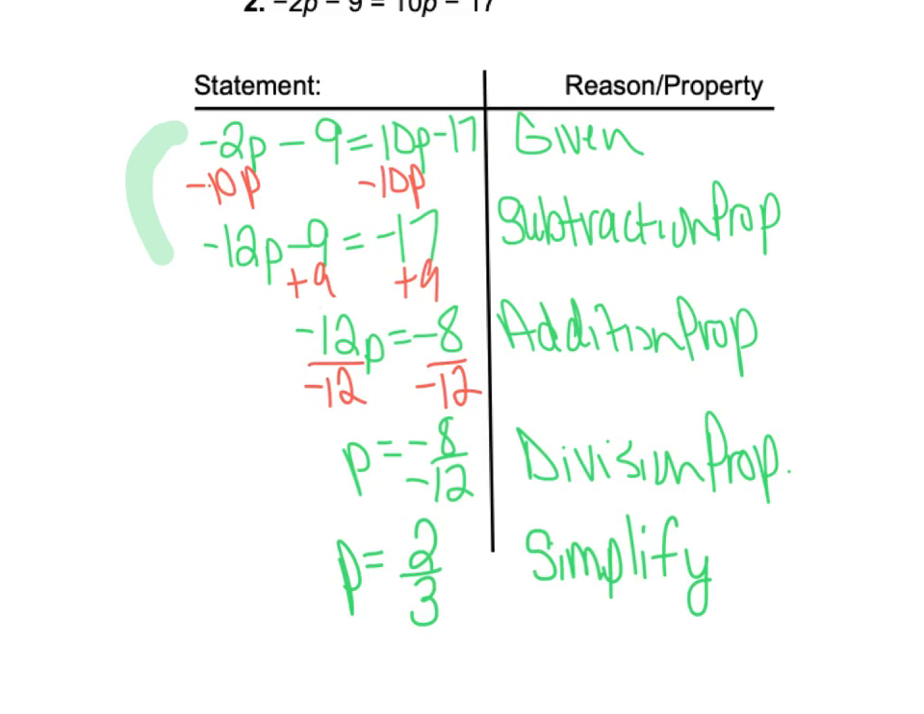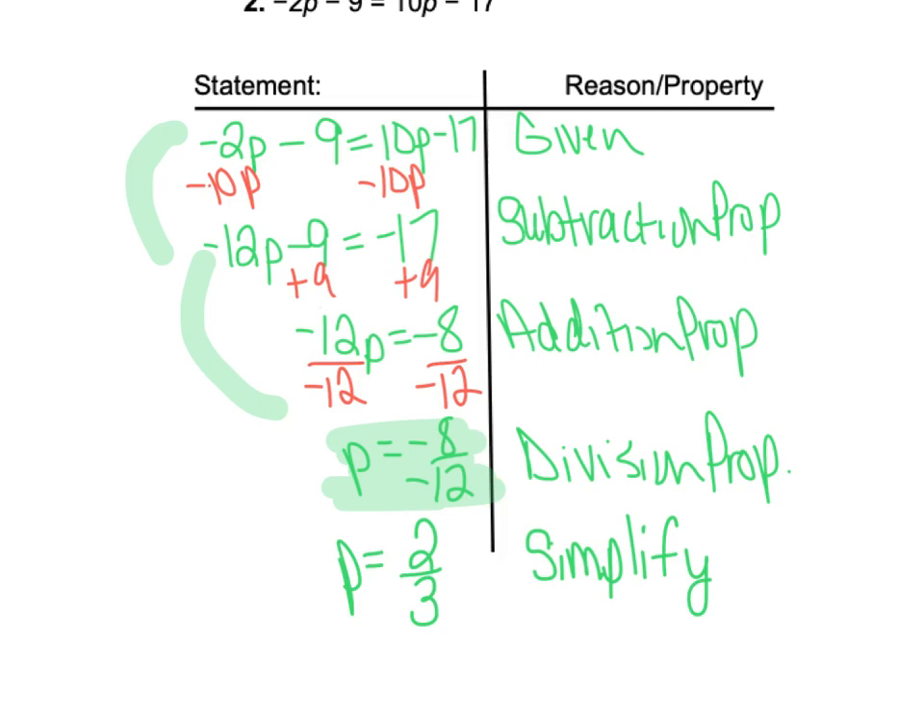So as I went through, I subtracted 10p from both sides, and then I added my 9 over to both sides, and at this point, with my division property, I got p equals -8 over -12. So that's just one step, to get that fraction, -8 over -12. And that's the division property. But then if we simplify it, a negative divided by a negative is a positive, and we get 8 divided by 12, which is 2/3.